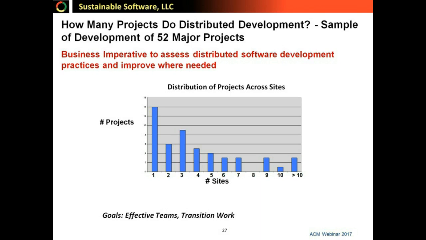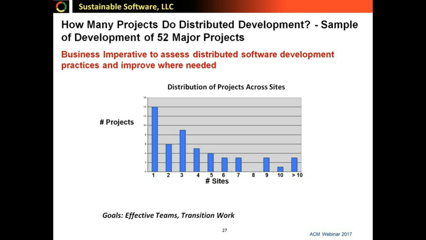The 52 projects in our sample are illustrated in this histogram. We found that 14 projects had developers on one site. Now, that's the leftmost bar on that chart. One site, 14 projects. If you go over on the horizontal axis to the three sites, you see that there's nine projects, although that might be hard to see, but it's nine projects at three sites.